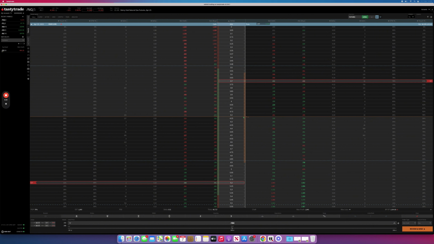And if we were to get filled at this mid price of 0.184, we would collect $1,840 up front. Our broker is going to automatically add this to our cash balance as soon as this order gets filled, and our broker is going to require 2.5k in buying power to open this position. So we're going to collect 1.8 and we're going to put up 2.5.